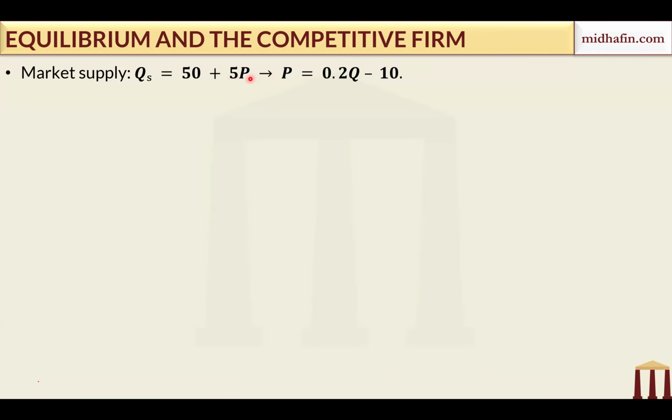Now, if you want to represent price as a function of quantity to find equilibrium, we write it in inverse form. P is equal to 0.2 times Q minus 10. Okay, so over here you see that again in the supply, you have a positive slope.